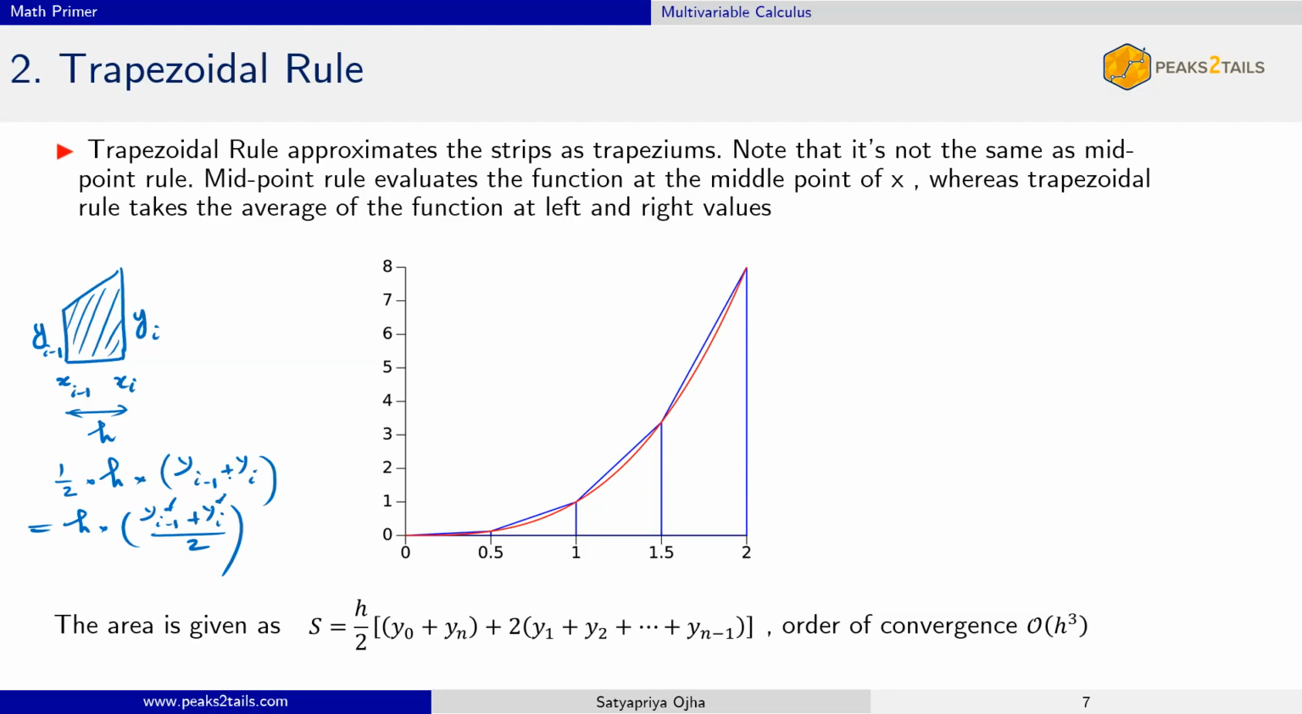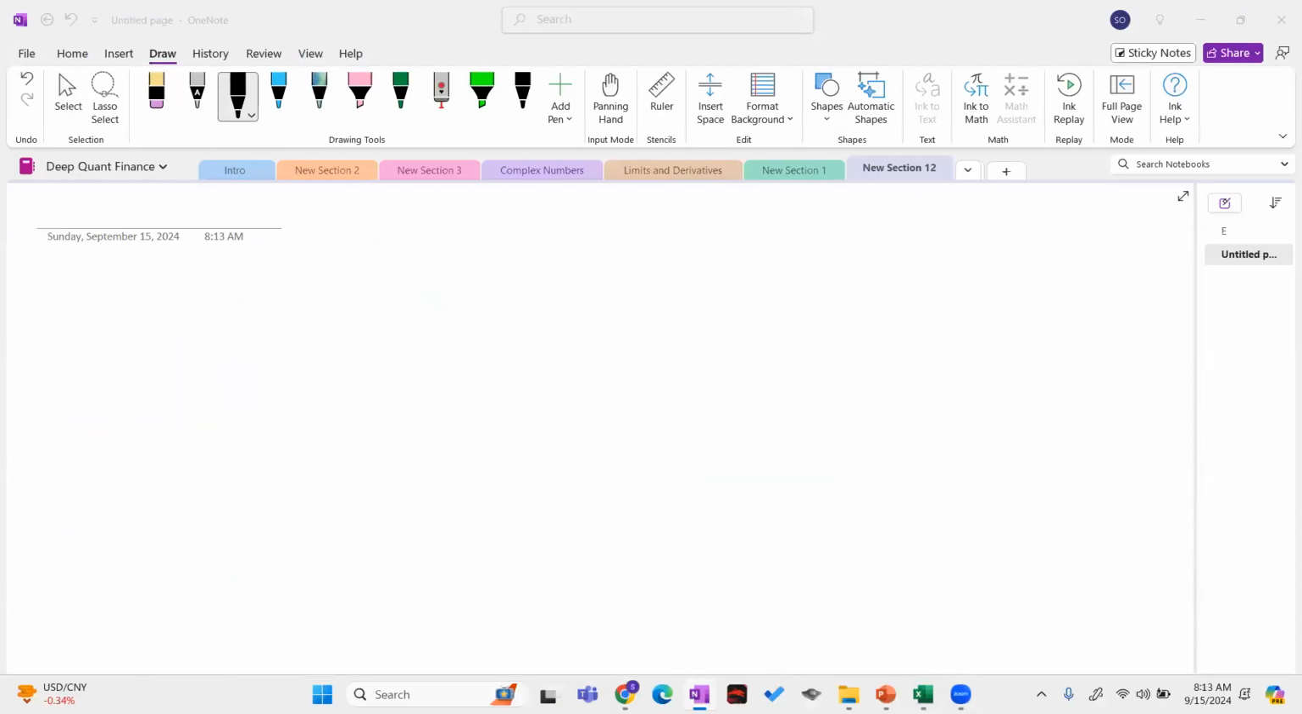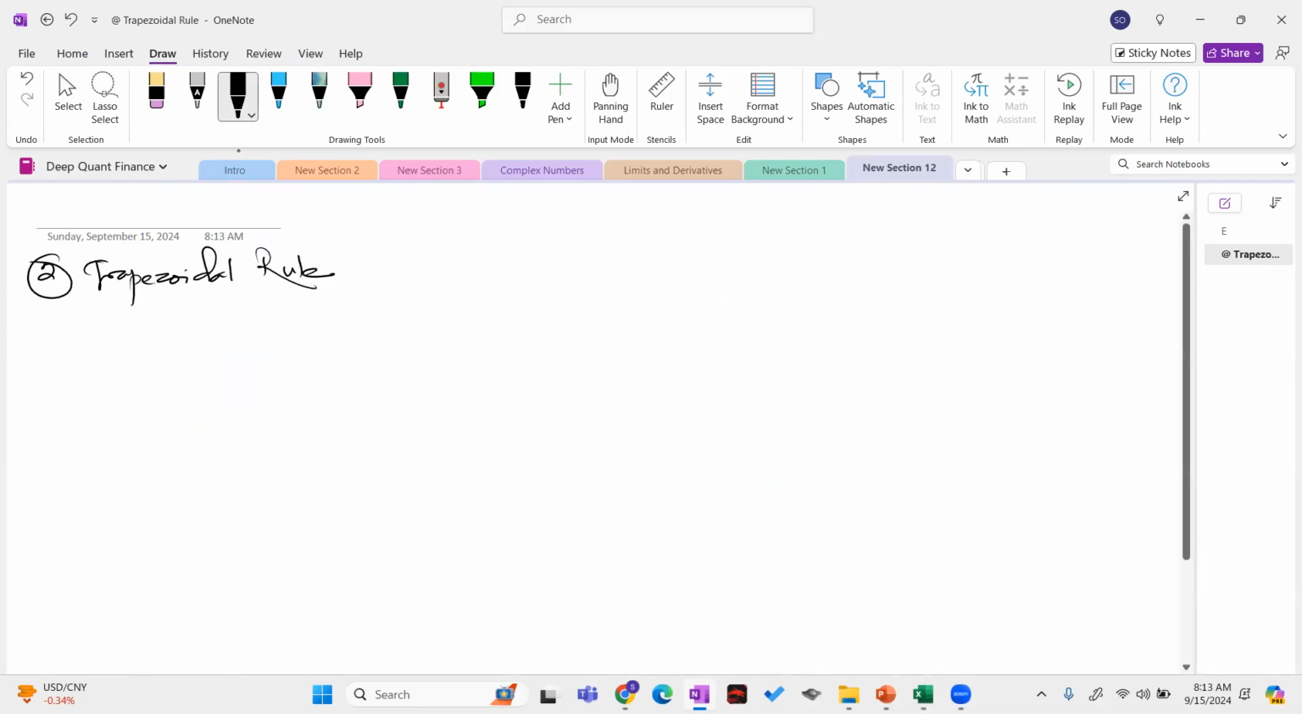Right. So that's all there is. So all of these are trapeziums. Now, if you look at the formula, what do we get? Let me do it there so we have some consistency. So the second scheme we're looking at is the trapezoidal rule. And we have this setup.